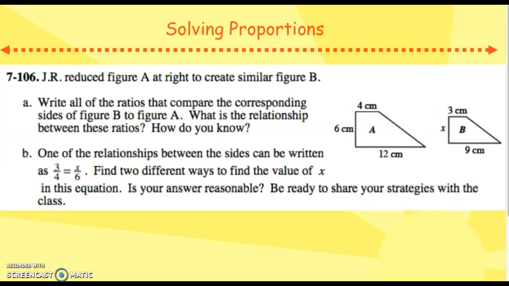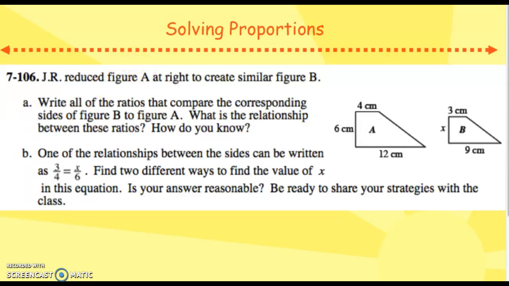The first problem we'll do together is 106, so you can write that in your notebook. It says, JR reduced figure A at the right to create similar figure B. Write all the ratios that compare the corresponding sides of figure B to figure A. What is the relationship between these ratios and how do you know?